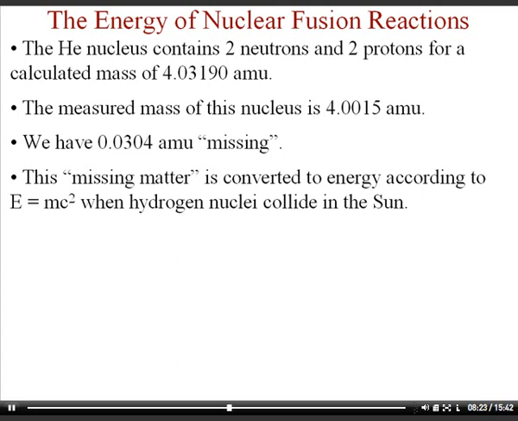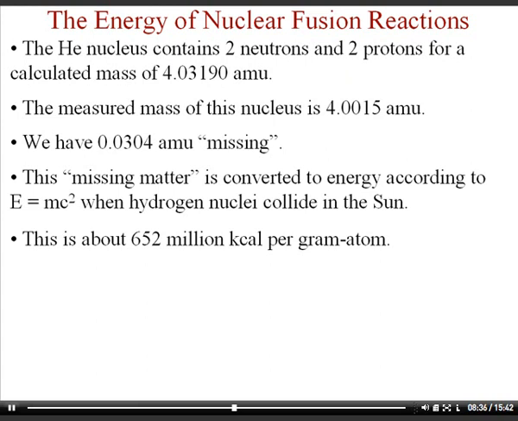So the mass difference between a calculated neutron and proton versus the actual neutron and proton stuck together is converted into energy according to Einstein's equation, E equals mc squared. And this is about 652 million kilocalories per gram atom. So that's a heck of a lot of energy just by fusing hydrogens into heliums.